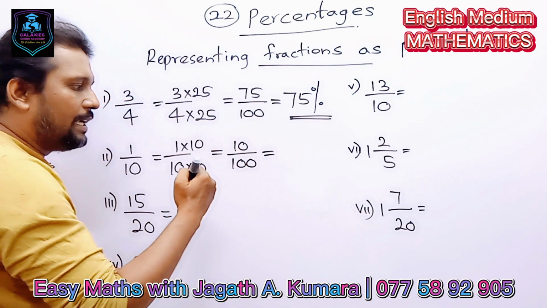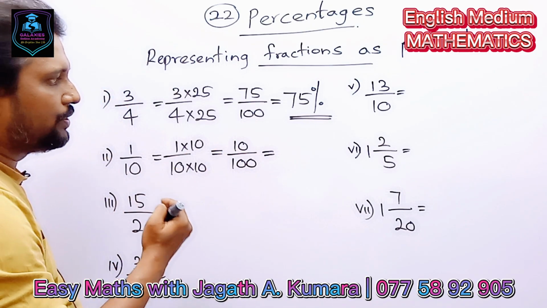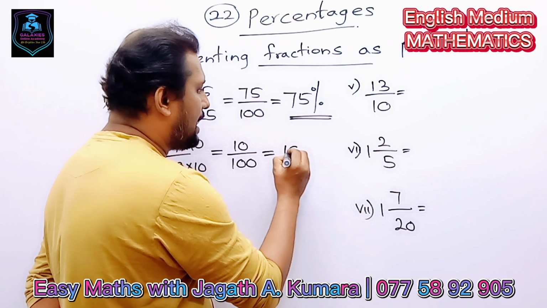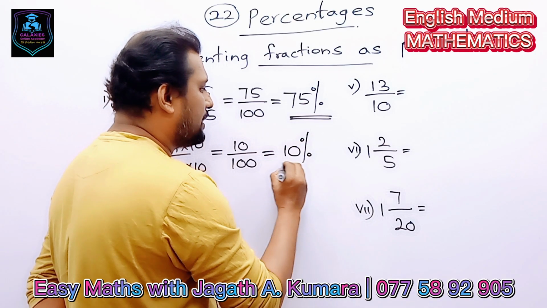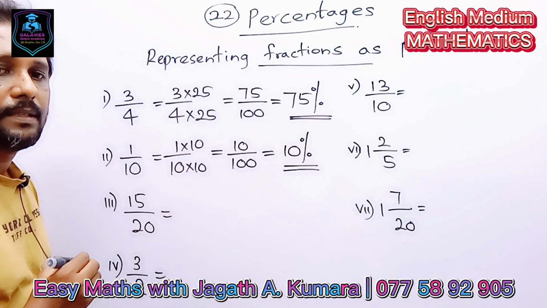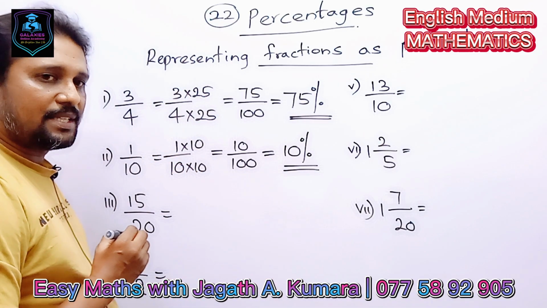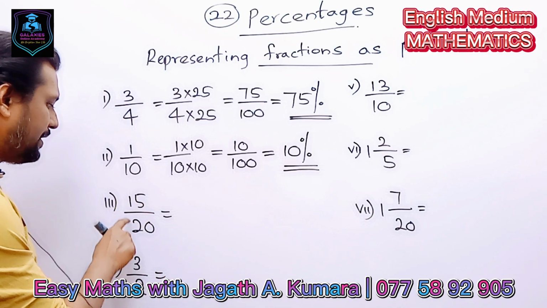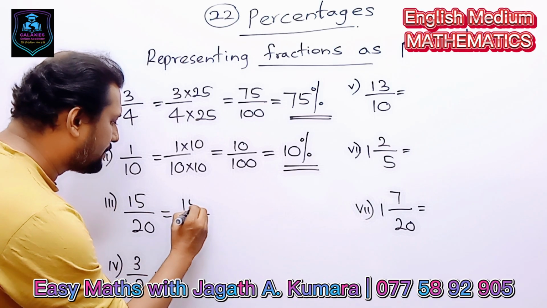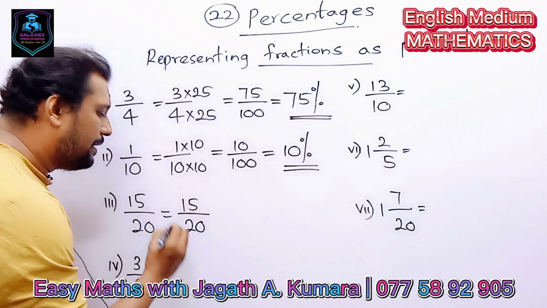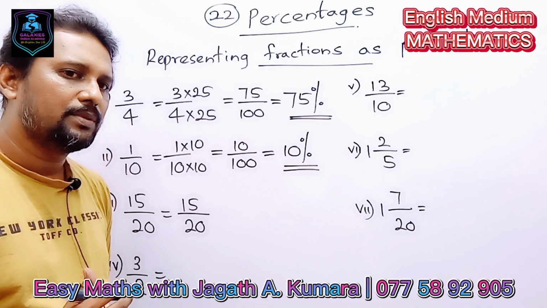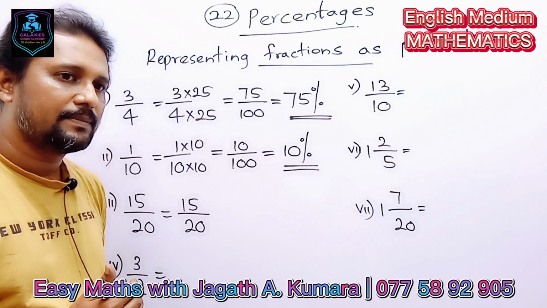If the denominator is 100 of a fraction, you can write as a percentage. This one you can write as 10%. Right? So the second one answer is 10%. Then look at the third one, 15 over 20. Denominator is 20, no? So you have to multiply by which value to convert into 100?